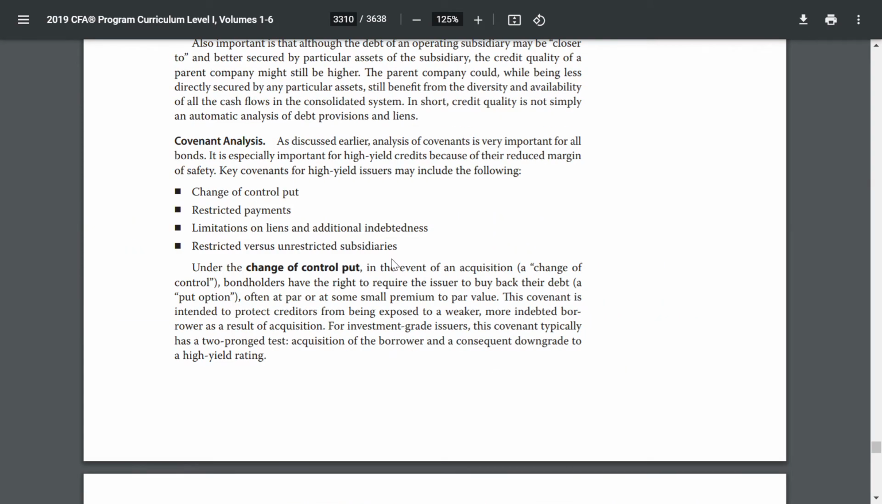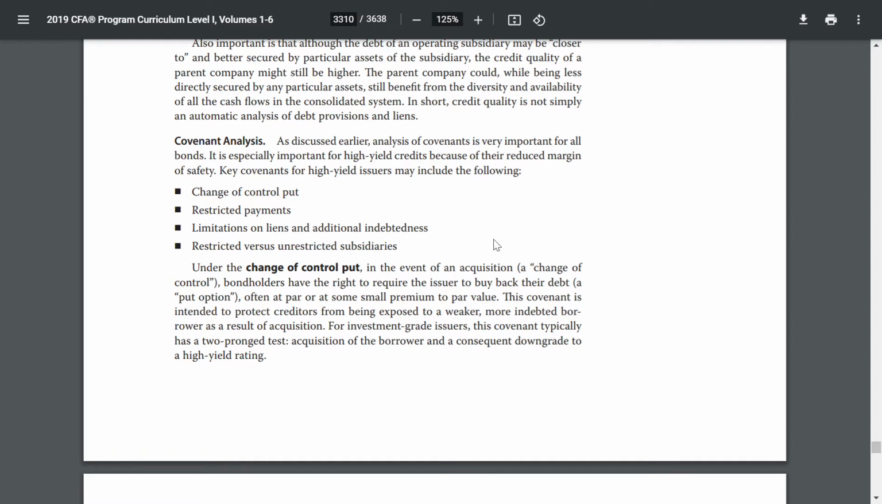Covenant analysis. As discussed earlier, analysis of covenants is very important for all bonds. It is especially important for high-yield credit because of the reduced margins of safety. Key covenants for high-yield issuers may include the following: change of control puts, restricted payments, limitations on liens and additional indebtedness, and restricted versus unrestricted subsidiaries.